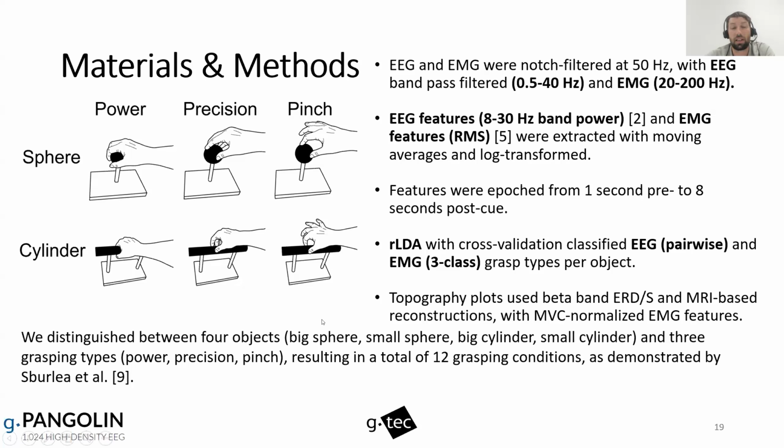And with that, we had a lot of different classes, and we used EEG features. So in this case, motor-related features from 8 to 30 Hertz, band power, and EMG features, RMS features. We used EMG features in a range of from 20 to 200 Hertz. And we then did classification, and we plotted the activation maps. And you will see in the next slide here different accuracies for EMG and EEG. We did this for a total of 12 grasping conditions.